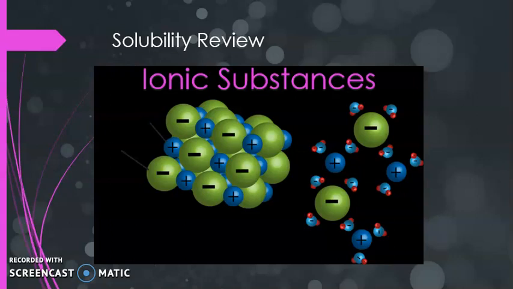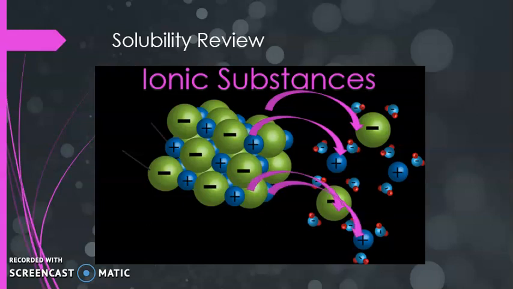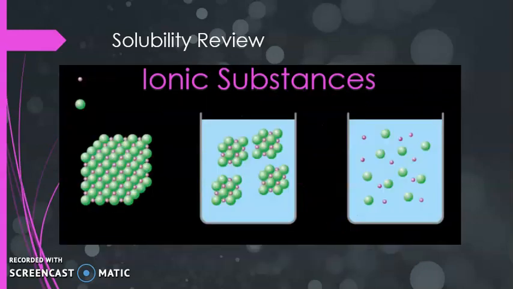It just keeps happening over and over again, that these ions get pulled off of this crystal lattice until essentially your crystal lattice is all gone. So the ionic substance will essentially break down from something that we see as being solid into something that is essentially just ions floating around in water. And this is what it means for an ionic substance to be completely soluble.